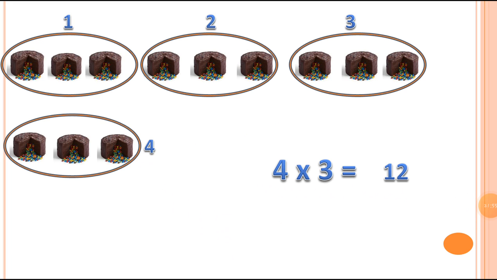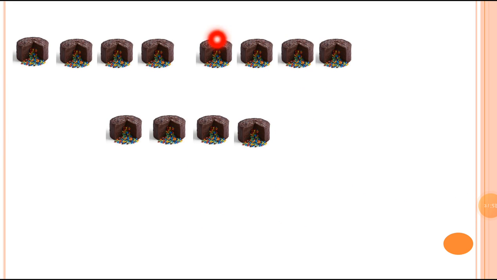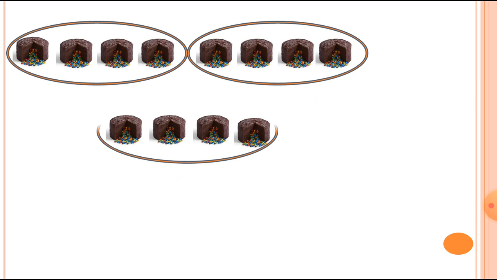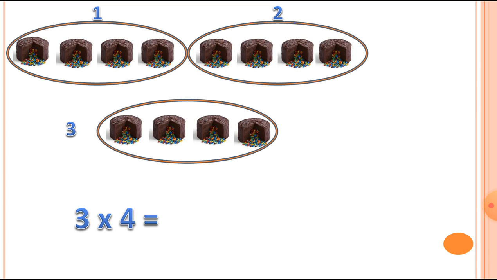Now I am taking the next one. Here are the cakes, but let's make the different group. First group, second group and the third group. Now first, second and third. Now you can see this, there are 3 groups and each group has how many cakes? 1, 2, 3, 4. 1, 2, 3, 4. 1, 2, 3, 4. So there are 3 groups and each group has 4 cakes. So 3 4s are 12. This way we have to write down the multiplication fact.